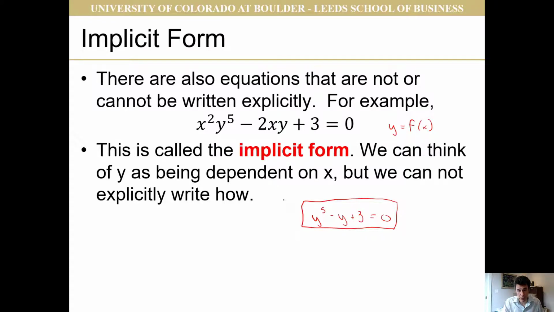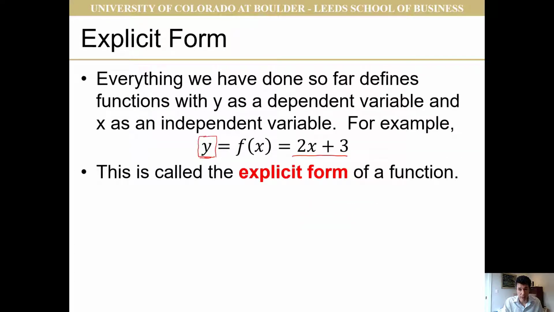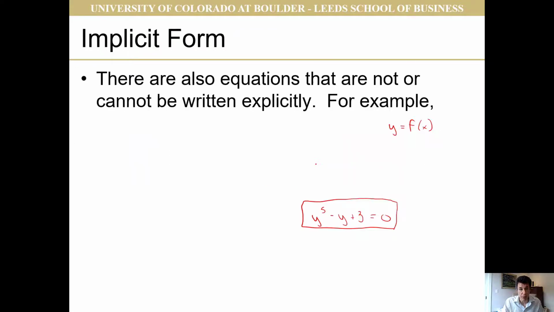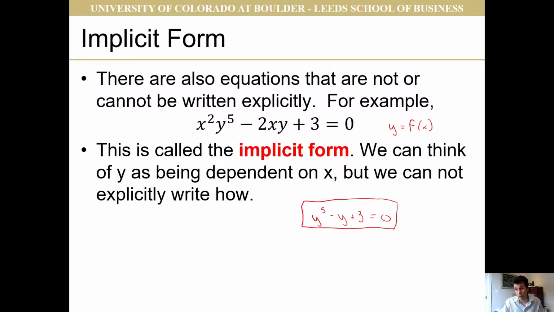This is an implicit form because we can't write y equals a function of x, but we know that y is the dependent variable and x is the independent variable, just like we had before. So y is dependent and it depends on x, the independent variable. We have explicit form, where we can write y as a function of x, and implicit form, in which we cannot. But we still know that if we plug in an x value, we can solve for y. And of course, there are some x values for which there are no solutions for y. Again, this is called implicit form.